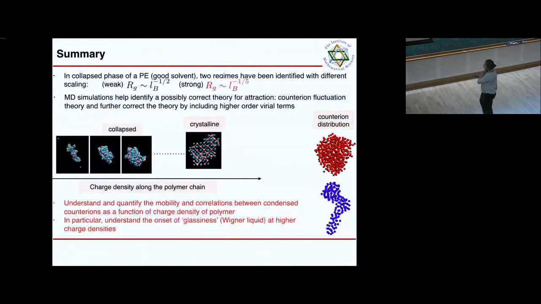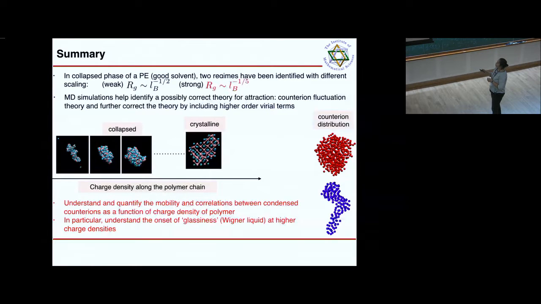So the summary is, in the collapsed phase for the good solvent, we shouldn't think of this collapsed phase in charged polymers as a single entity. There seem to be many regimes. In good solvent, there seem to be only two as far as our simulations go, but in poor solvent, we do tend to see many, many more phases. So we characterize these two regimes as weak and strong.